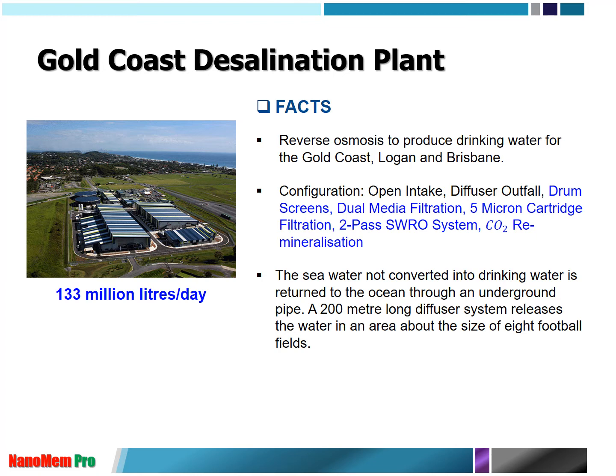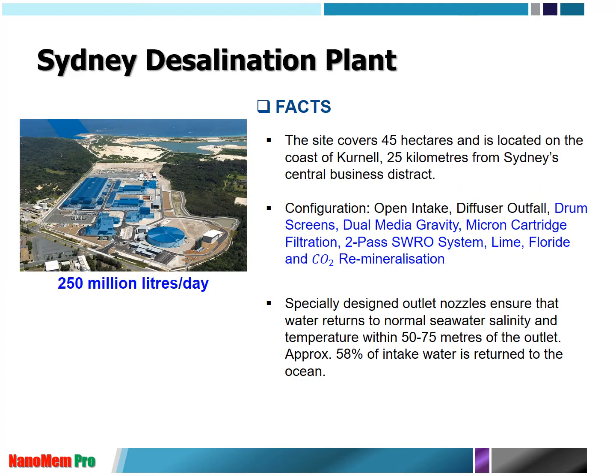A 200 meter long diffuser system releases the water in an area about the size of 8 football fields. And this is the Sydney desalination plant. They produce 200 million liters per day, which is 250,000 cubic meters per day. The site covers 45 hectares and is located on the coast of Cronulla, 25 kilometers from the Sydney Central Business District.